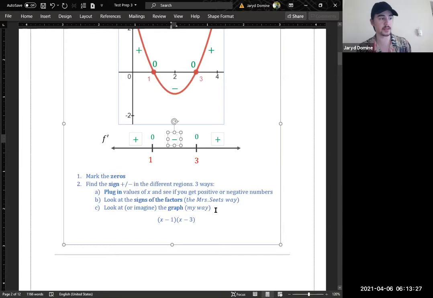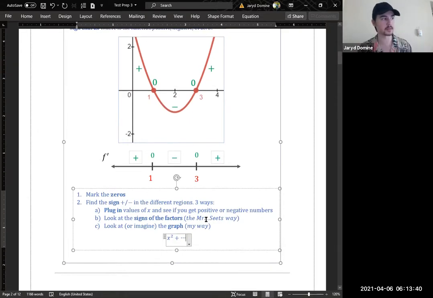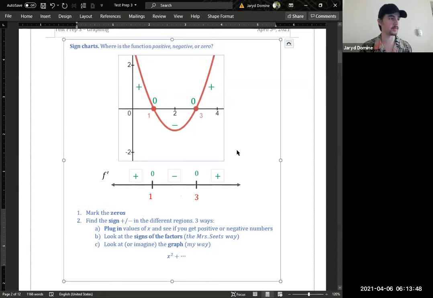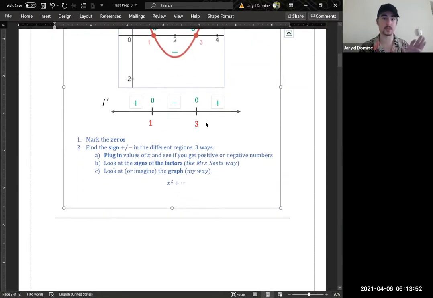My way of doing it is to just look at the graph. Okay, so this function is x squared, right? It's a parabola. It opens upwards, so I know it's negative in the middle and positive on the sides. So again, I'll show you examples for all these in a second. But find the zeros and find the signs, and you're going to need that for almost all of these problems.